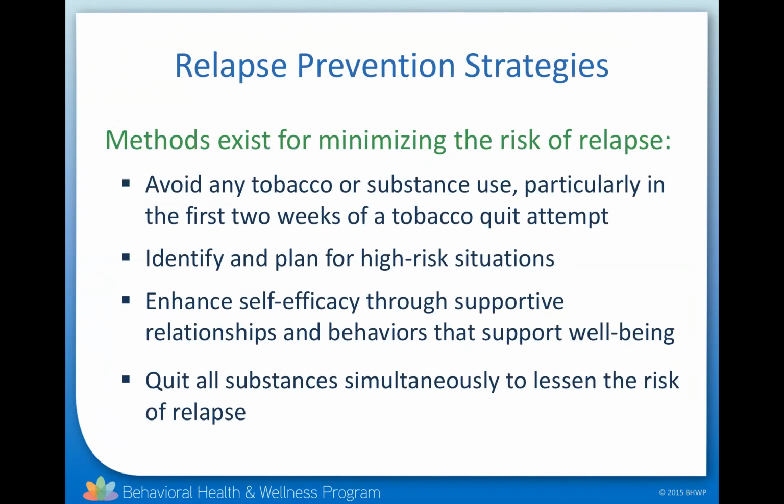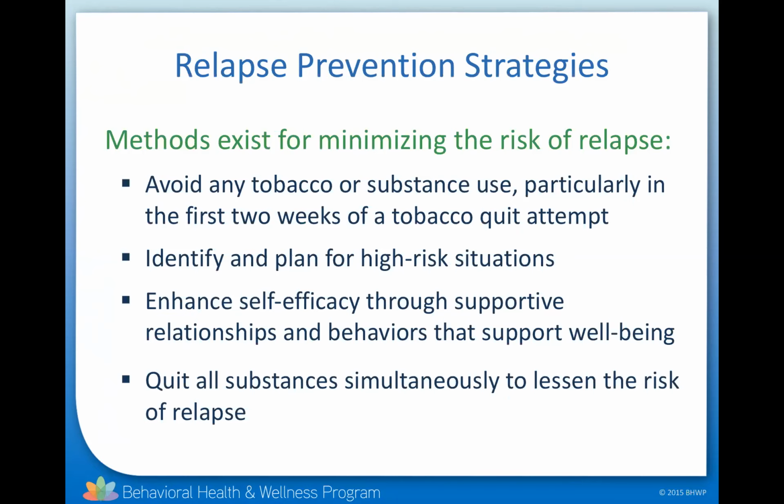With that in mind, here are some basic relapse prevention strategies. So these are some methods that exist for minimizing the risk of relapse. Both with tobacco and substance abuse, we want to avoid usage. That's fairly obvious, but particularly in the first 2 weeks of a tobacco quit attempt, we know statistically that any sort of use during that time period would make it all the more likely that someone could relapse and begin to use regularly again. And obviously, if we're working to quit, we want to not use these products, and that's all the more important in the beginning.